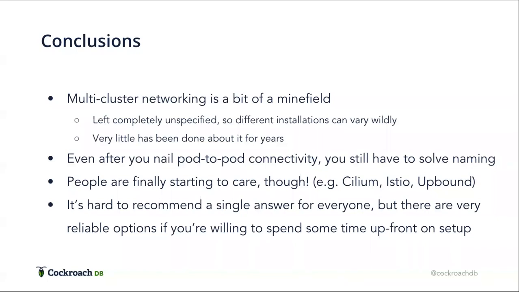But I am really excited about these different projects that have spun up that are starting to care about it, though. So you have the Cilium overlay network, which has the cluster mesh mode. You have Istio trying to solve the naming problem, and there are even companies like Upbound, which just released the Crossplane open source project, which is supposed to help you run applications across multiple clouds using Kubernetes. So it's hard to recommend a single answer for everyone, but out of these few solutions, there's definitely at least one of them which would be very reliable for you if you're willing to spend some time up front on setup.